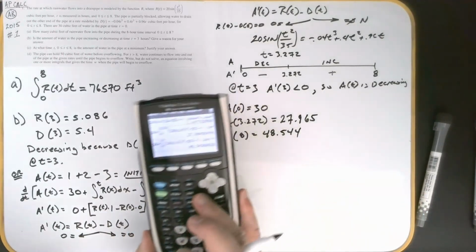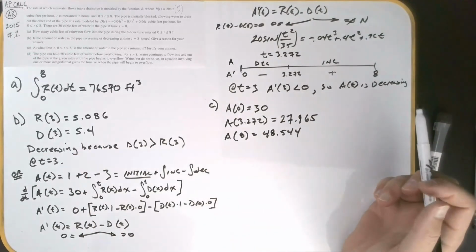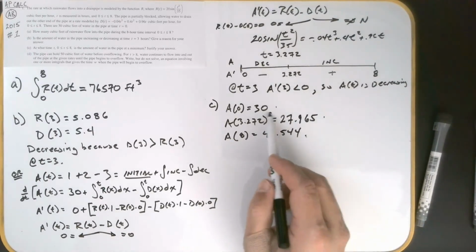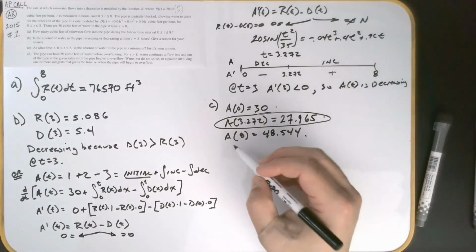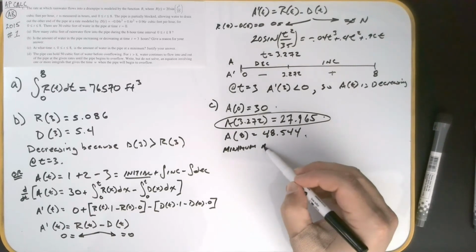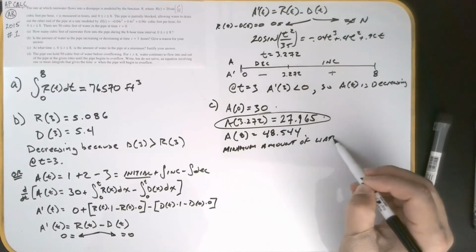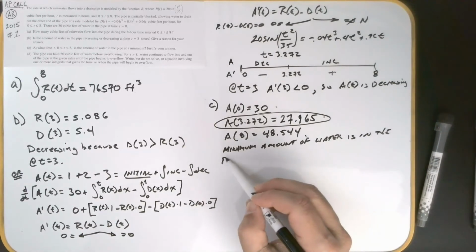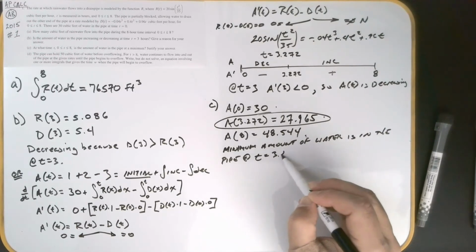Okay, so back to the question. It says, at what time in the interval is the water in the pipe a minimum? We already knew it was this from our interval test, but we tested each of them, and sure enough, you can see the minimum is occurring at our critical number, 3.272. And so we'll just finish that off by saying minimum amount of water is in the pipe at time equals 3.272.